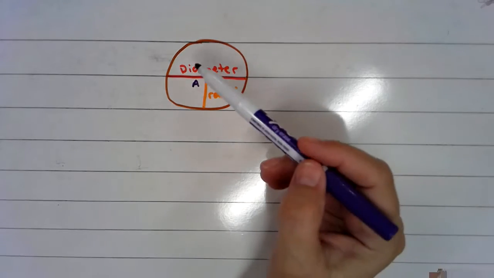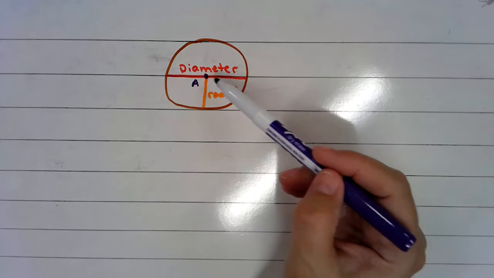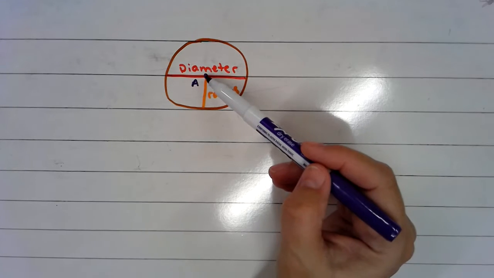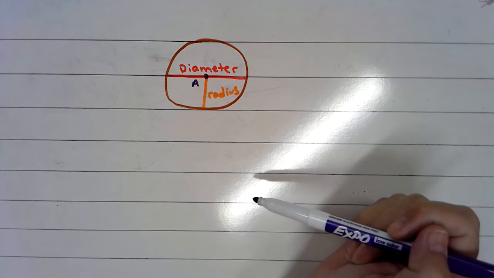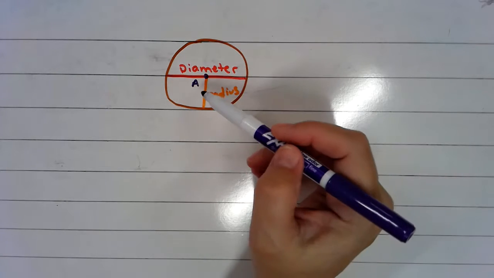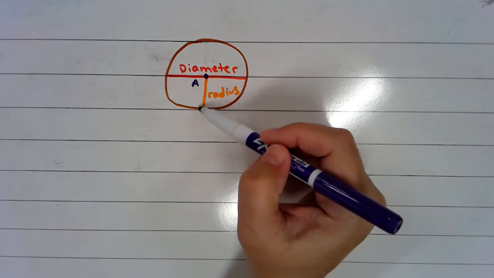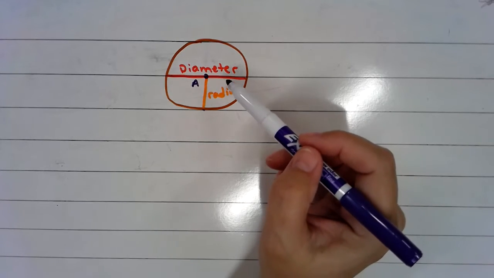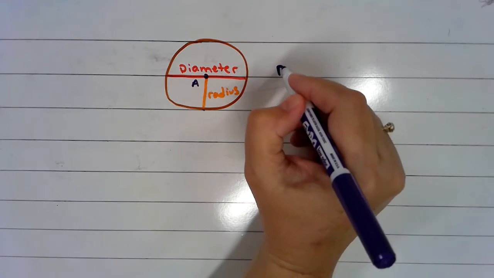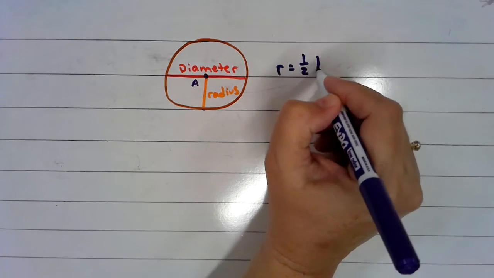All right. The distance from one side to another side going through the center is called the diameter. Okay, all the way across, it's the longest part across the circle. If I went only from the center to the outside of the circle, that would be called the radius. So the radius is in essence half of the diameter.